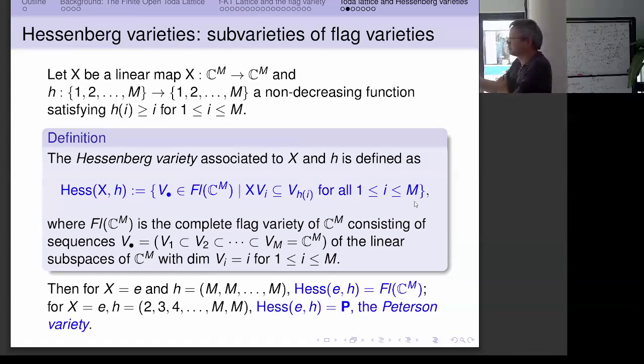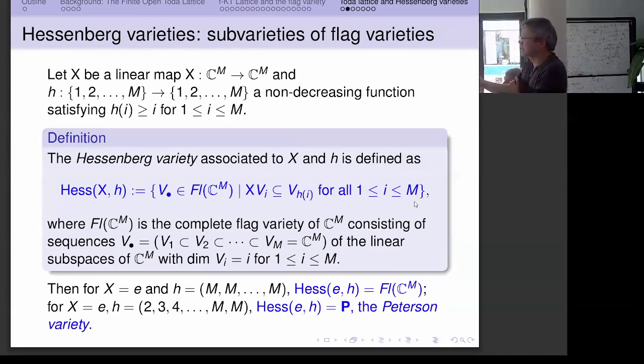X is a map from C^m to C^m. Okay, we are in type A now, only talking about type A. And also you have a height function h, a non-decreasing function. That means h(i) has to be bigger than or equal to i.